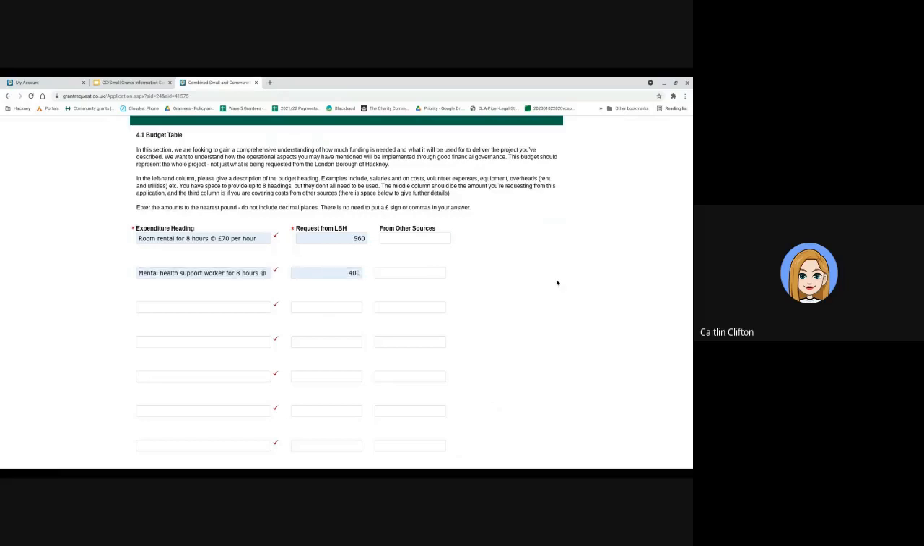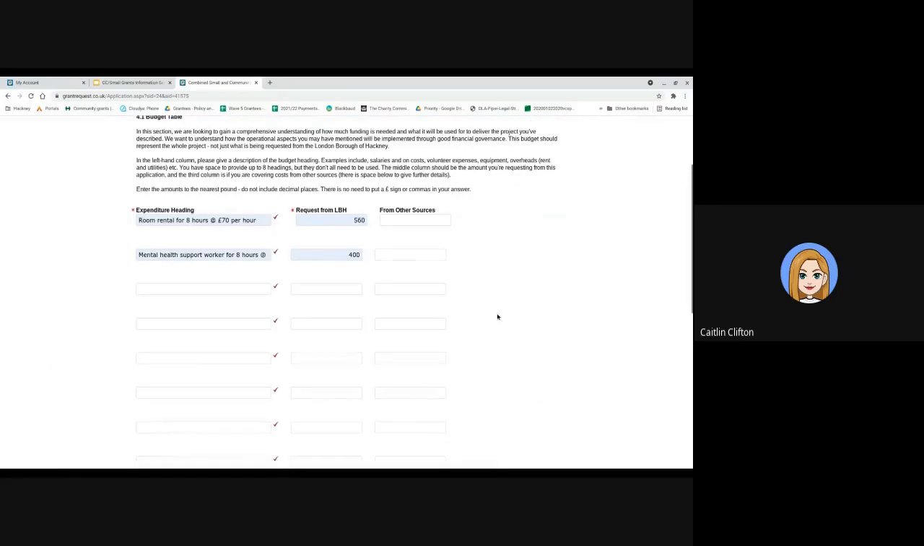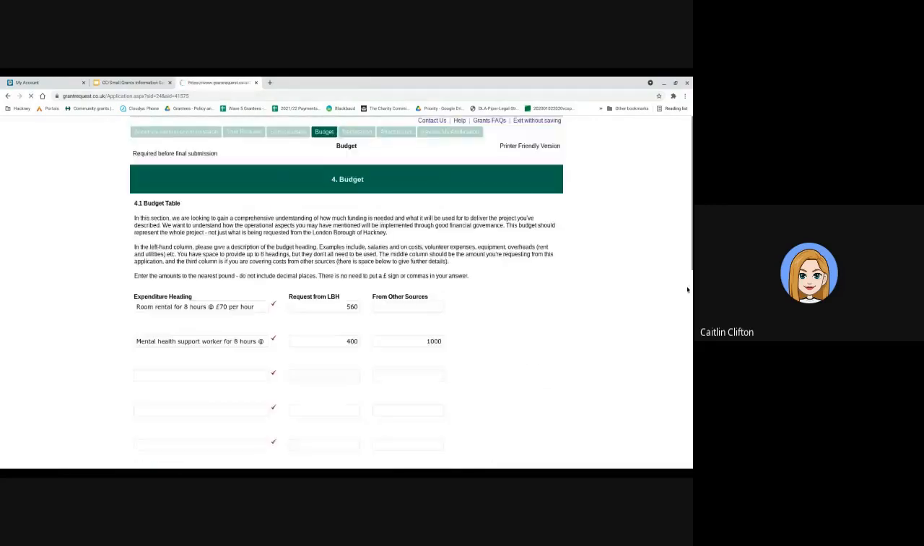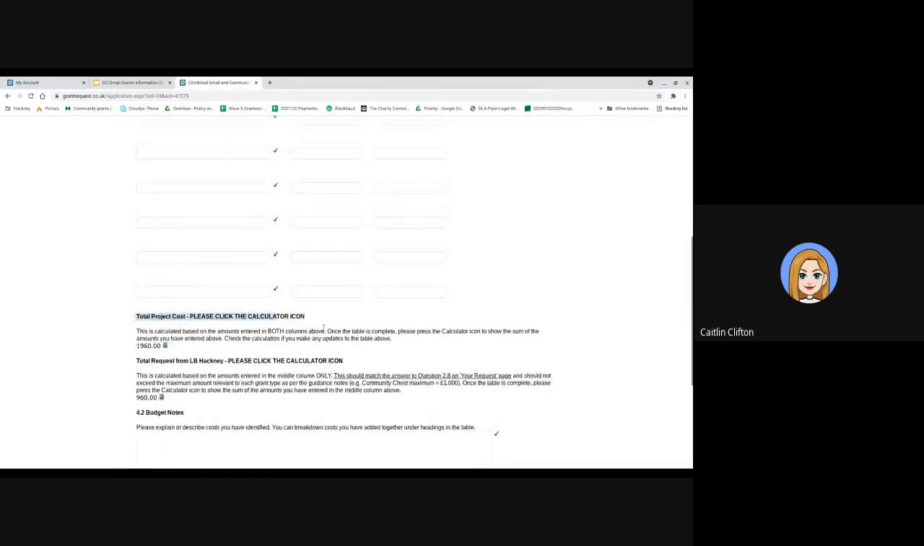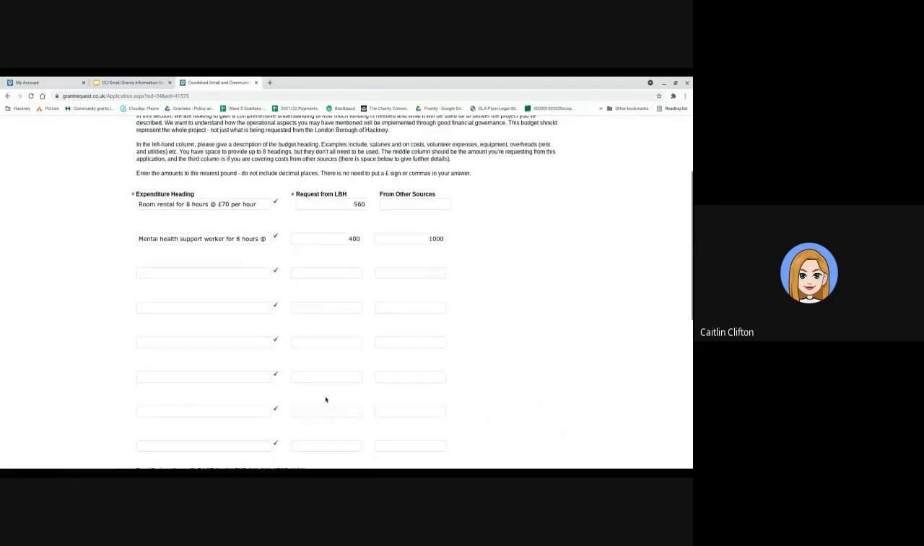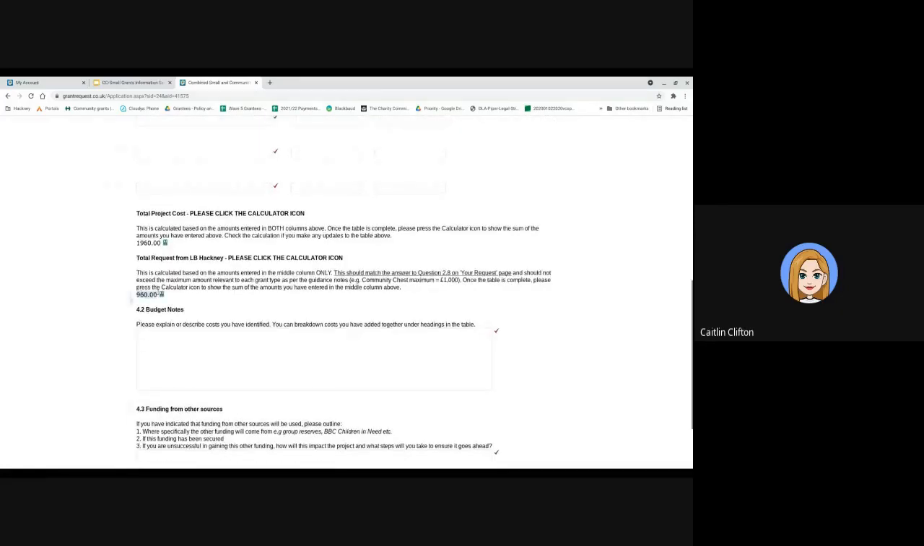Key things to understand here is when you go down and you click the calculator icon, it's going to show you the total project cost. So this is how much you're saying it's going to cost you to run the project as a whole. And then it's going to give you a different amount for the total request from London Borough of Hackney. So that's all of these combined, 960.